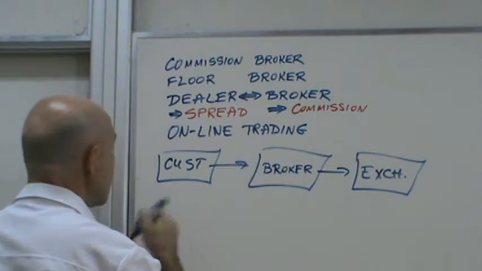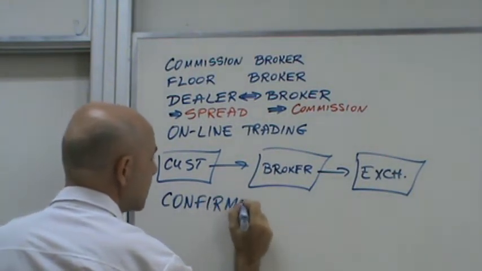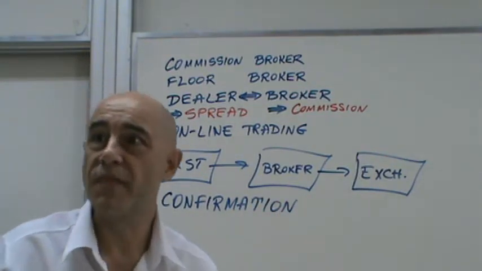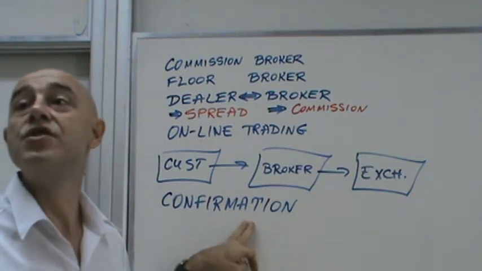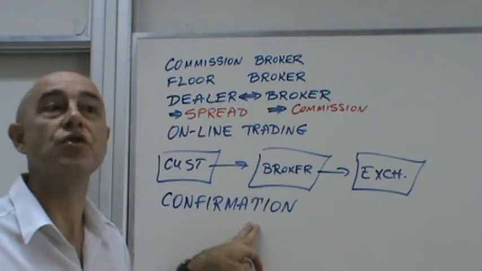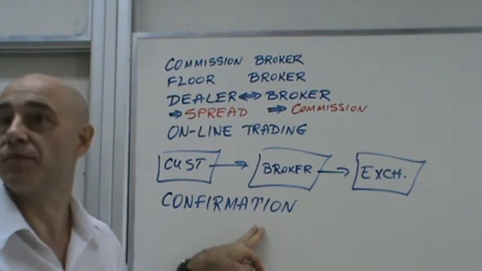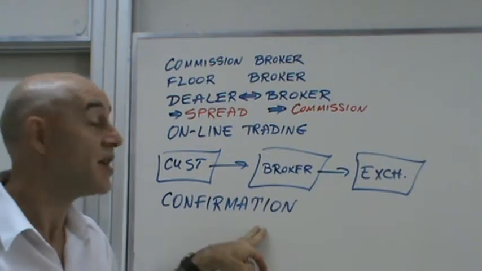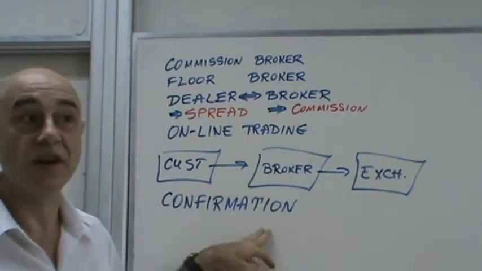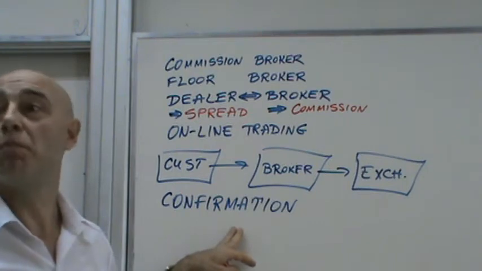You have, when you execute a trade, it's called a confirmation. Confirmation is a notice from the broker that your order, trading order, could be market order, could be limit order, whatever order, that your order was executed. In other words, if you wanted to sell, you sold. If you wanted to buy, you bought.